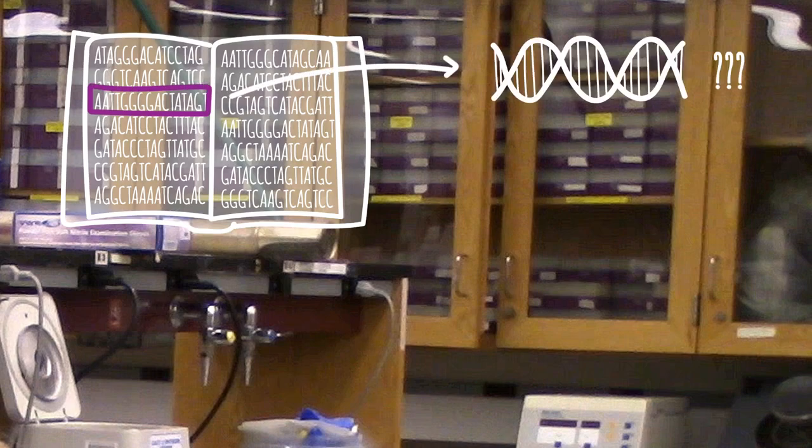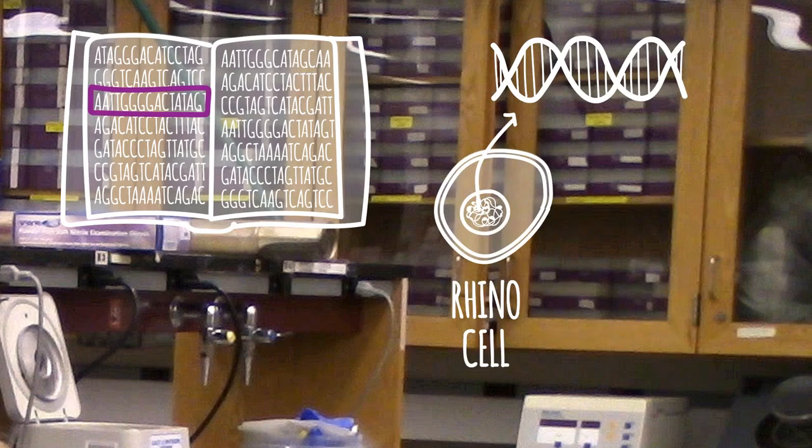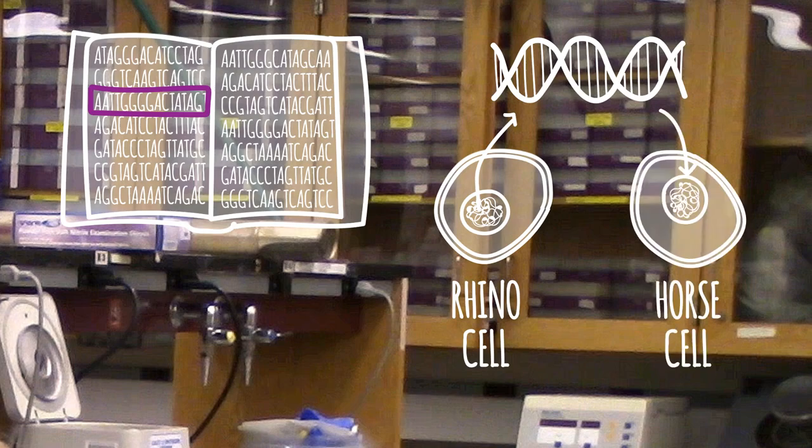It's kind of like trying to read a book that's in a language that you don't know. And there's a lot of scientists that are working every day on the problem of figuring out how to decode genomes. So once we figure out what part of the rhino genome codes for one horn in the middle of the head, and it develops properly at the right time, we could take those pieces from the rhino genome, insert them into the horse genome. And if we do this in the right kind of horse cell, we could implant that cell into a mother horse and let it multiply, divide, and eventually become a baby unicorn. Magic not included.